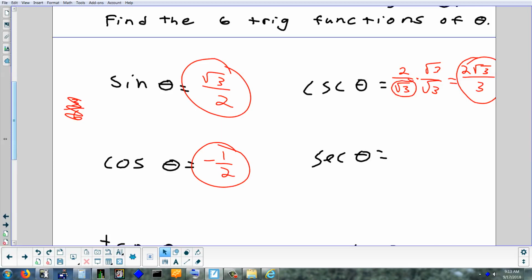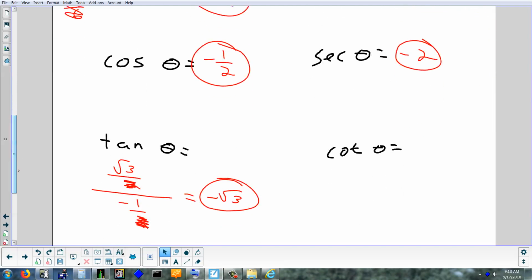Okay, let's look at secant. I've got negative a half. What do I do with that to get the secant? It should be 2 over negative 1. How did you get that? I just flipped it. So it's negative 2 over 1, which we can really just say negative 2. So not every time you flip something are you going to get a fraction in the bottom. It depends if the original had a fraction in the top. This one didn't.